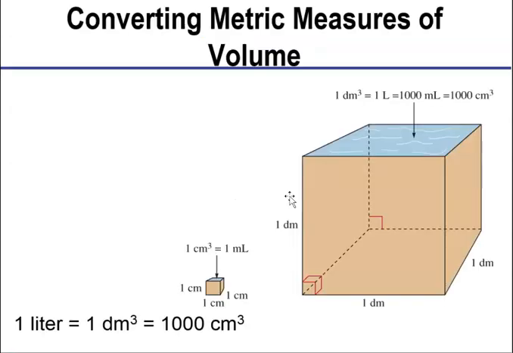I've got something new for you here: 1 liter. Let's talk about another measurement of volume, often used for liquid volume. It turns out 1 liter is the same thing as 1 decimeter cubed or 1,000 centimeters cubed.